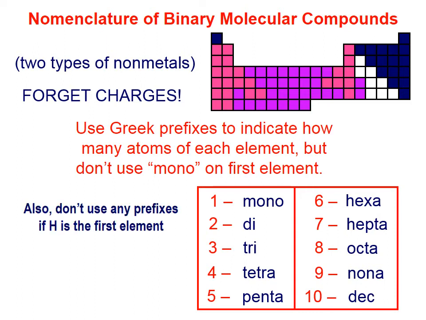The other rule, besides never use mono on the first element, is this. You want to write this down if it's not in your notes already. Don't use any prefixes if H is the first element. So, for example, these compounds here, and we're not talking solutions, we're talking the compound, we don't use any prefixes. We'll simply say hydrogen sulfide, hydrogen fluoride, hydrogen chloride. We don't use any prefixes.